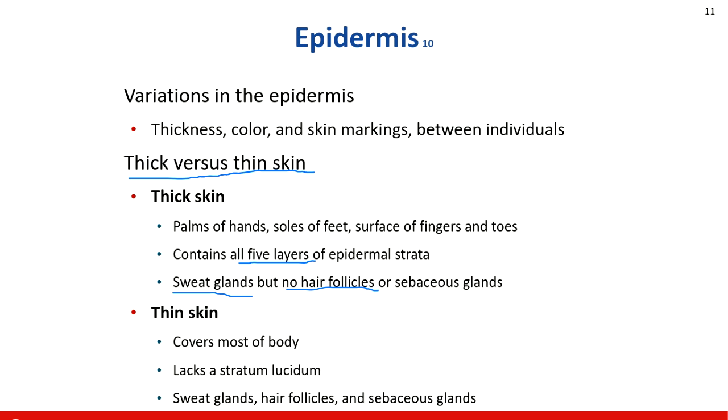And so if there's no hair follicles, by default, we're not going to have sebaceous glands, because sebaceous glands are attached onto hair follicles, okay? So no hair follicles means no sebaceous glands.